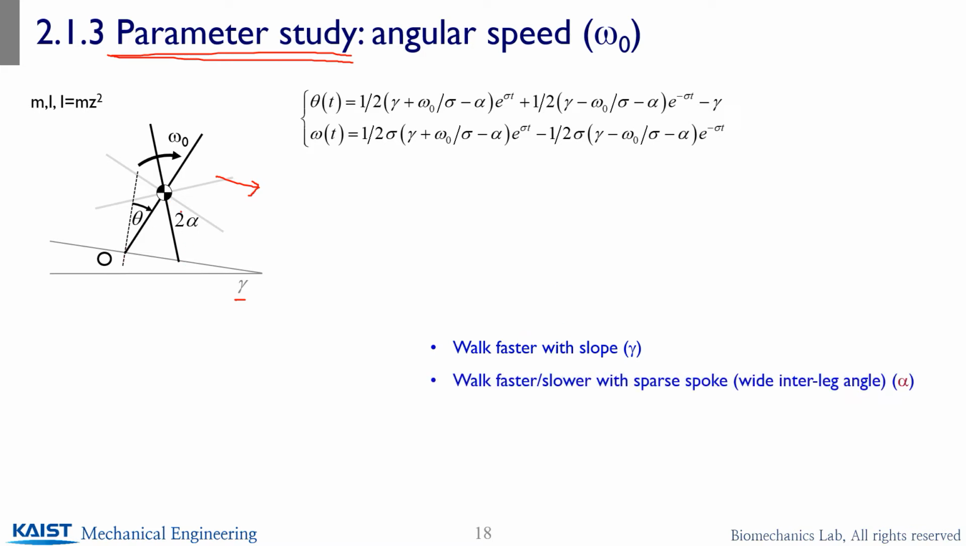Or if I change the spoke angle, the interleg angle here, alpha, if I increase the alpha, what would be the change? Like if I have a more dense spoke versus a sparse spoke, which one walks faster? Well, intuitively, if I make the extreme case where alpha is really, really small, it's going to be pretty much similar to the disk. So it'll really roll down fast. So I would guess the greater alpha will slow down the walking for the rimless wheel.